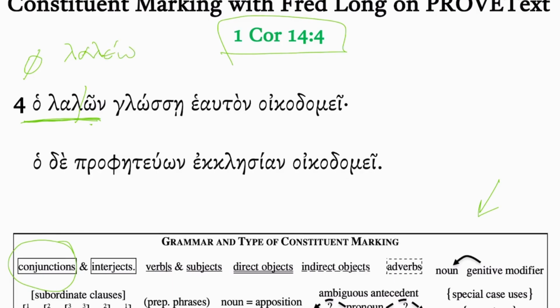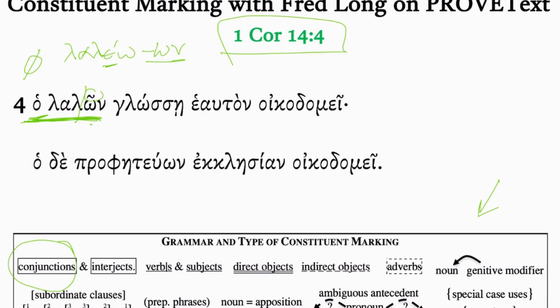Laleo is an epsilon contract verb, and so there's been some contraction taking place here. I know that because of the circumflex, and what's happening is the own ending has been added, and this is the masculine singular nominative present active participle ending. So this is a participle. There's no other adjective or noun around it, and it's got an article with it. So this is a substantive use of the participle, the one speaking.